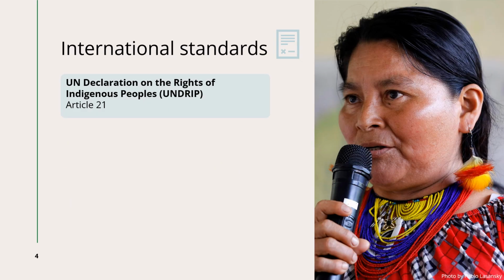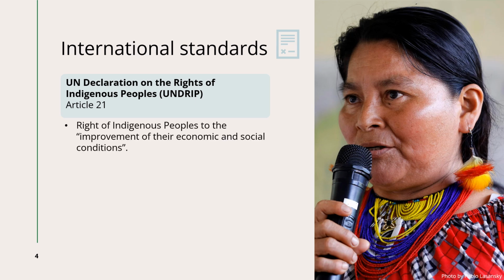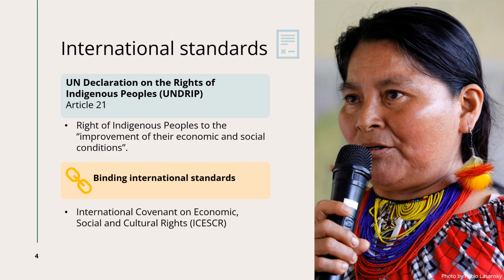UNDRIP Article 21 outlines the rights of Indigenous peoples to the improvement of their economic and social conditions, highlighting the need for effective and special measures to address the historic discrimination that they have faced. UNDRIP articles related to economic, social, and cultural rights are underpinned by a range of binding human rights obligations. For example, in the International Covenant on Economic, Social, and Cultural Rights, or ICESCR, and further interpreted by its treaty body, the Committee on Economic, Social, and Cultural Rights, or CESCR.